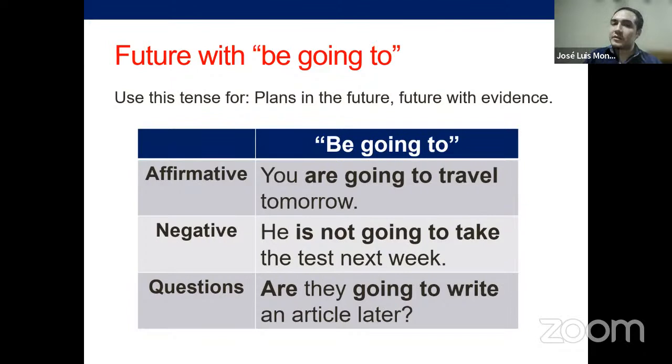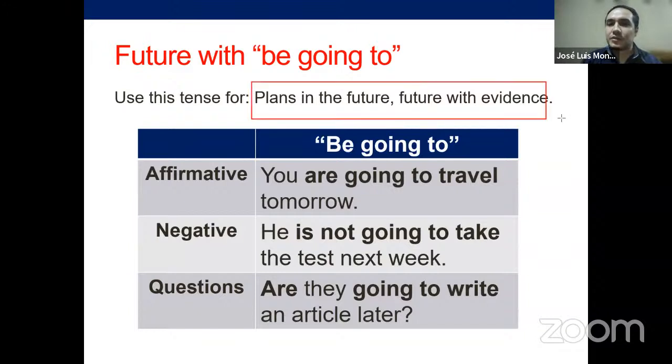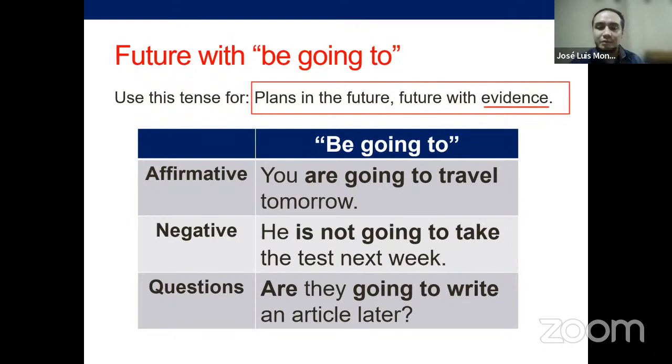Now, this is also very easy. The future would be going to. And when do you use this future? When you want to talk about plans or when you want to talk about evidence. If you have a prediction with evidence, you use be going to. So let's also read these three examples, please. Affirmative. You are going to travel tomorrow. Negative. He is not going to take the test next week.